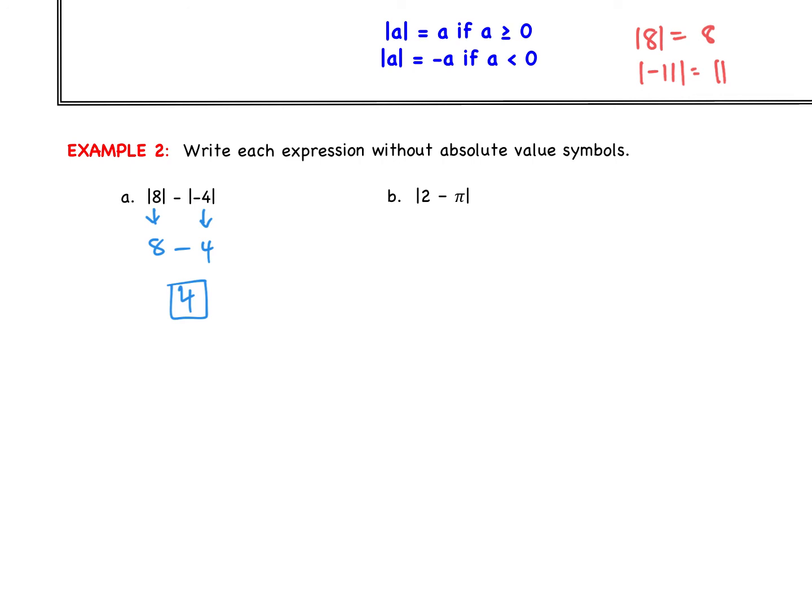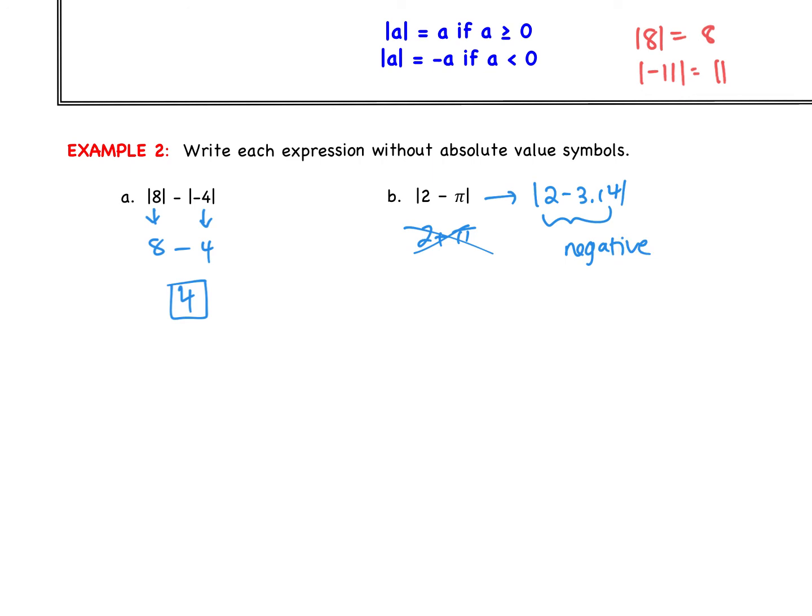Okay, here's what a lot of people want to do in B. They say that pi is negative, so I'm just going to make it positive. 2 plus pi. That is not the correct answer. Not the correct answer. What is the value of pi about? 3.14. It's about 3.14. This is not how you're going to do the problem. This is just work. What I want you to recognize, 2 minus 3.14 is a negative number.